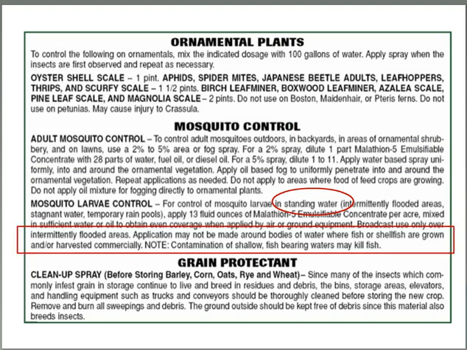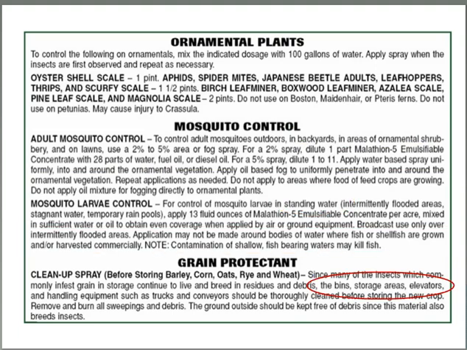shellfish-bearing waters. Finally, this insecticide can be used to clean up grain storage equipment before filling the storage bin, elevator, or silo with barley, corn, oats, rye, or wheat. Remember, the crop or site must be on the label. However, the pest does not have to be listed.